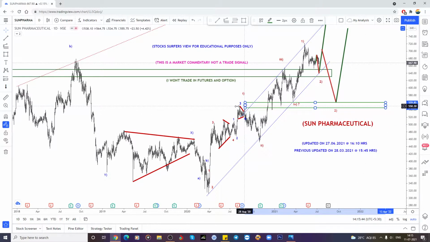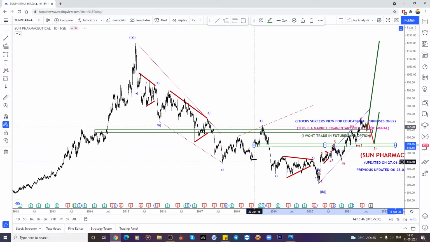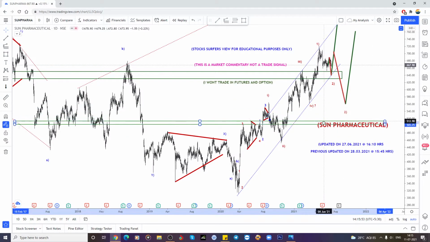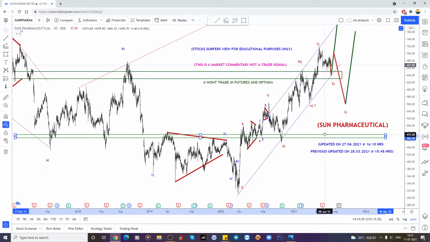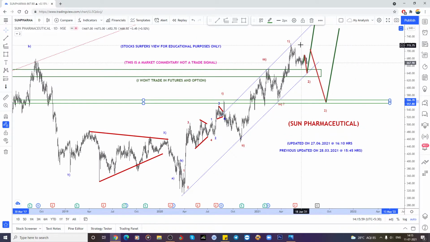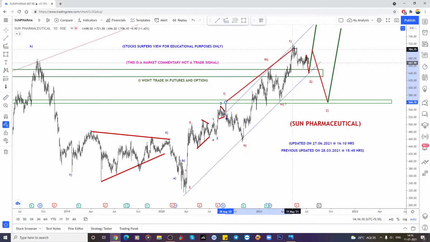If it is a major support zone here, yes, this is the major support zone. But if it fails to take support at this zone, the next zone is only that 470 zone. So wait for that. But I'm looking only if it breaks the high, it is going to make a new high. Here it looks like 1, 2, 3, 4 and 5. So this could be a leading diagonal for this.